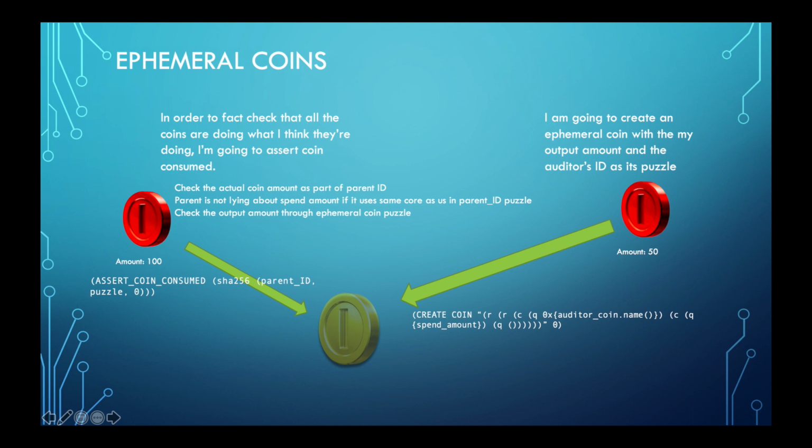So we learn the output amount through the puzzle hash of the ephemeral coin, and we can learn the actual amount through the parent of the ephemeral coin's ID. Because remember, actual amount is part of what makes a coin ID. And we're asserting that all of this is true. If any of it is not true, then the assertion will fail and the transaction will fail too.